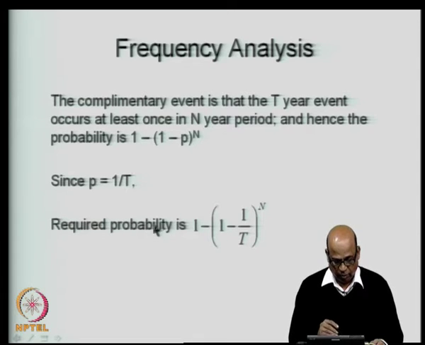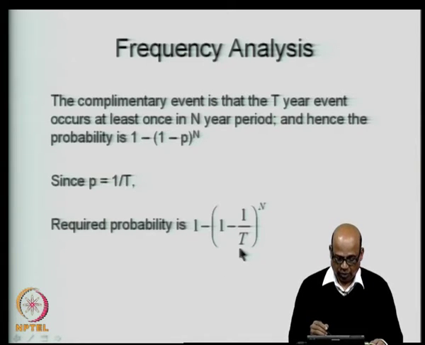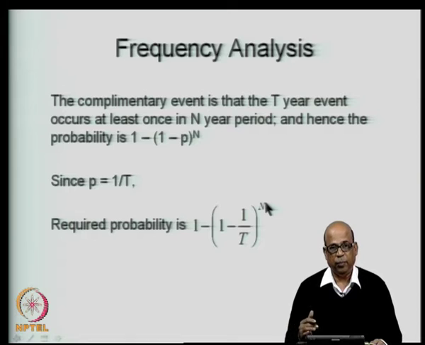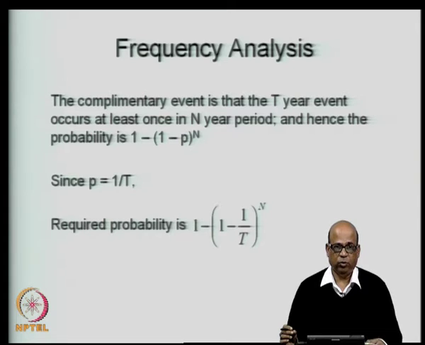So, the required probability is 1 minus p to the power n, which is 1 minus 1 by T to the power n. So, this is the probability that a T-year return period event occurs at least once in n years. And this is an important result, because we would be using these kinds of results when we want to assess what is the risk that we are taking in building hydrologic structures, hydrologic designs.